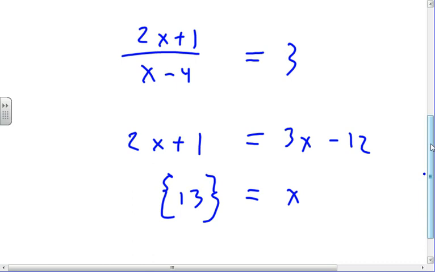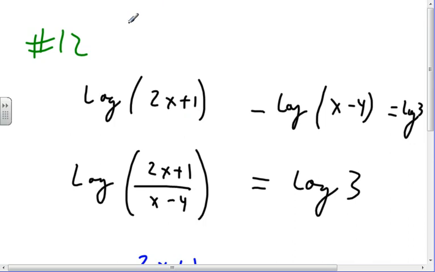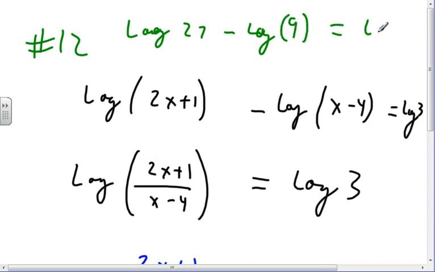And we say, well, we better check it, right? x is equal to 13. So is the log of 27 minus the log of 9 equal to the log of 3? Well, subtracting logs is the same as dividing. 27 divided by 9 is 3. So right here I have log 3 is equal to log 3. Check. So I'd be okay there.